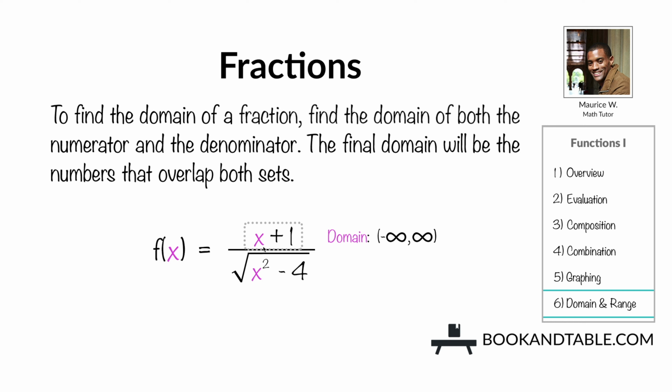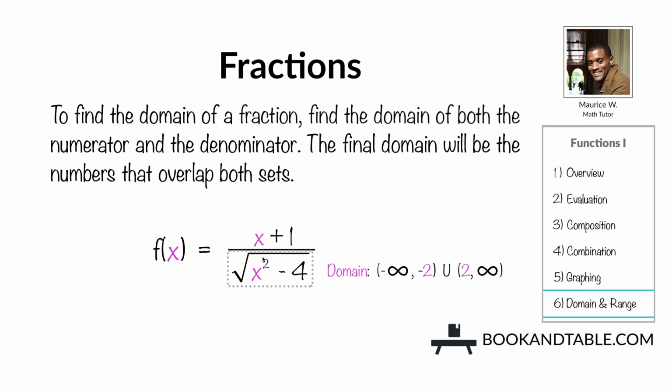In the numerator, there is no restriction. X can be any negative number or any positive number, and you'll get a real number in the numerator. So the domain in the numerator is negative infinity to positive infinity, or all real numbers. In the denominator, we'll have some restrictions. Since x cannot equal negative 2 or positive 2, since both of these will lead to this radical equaling 0.